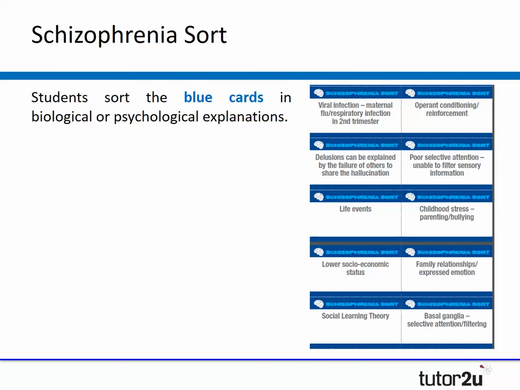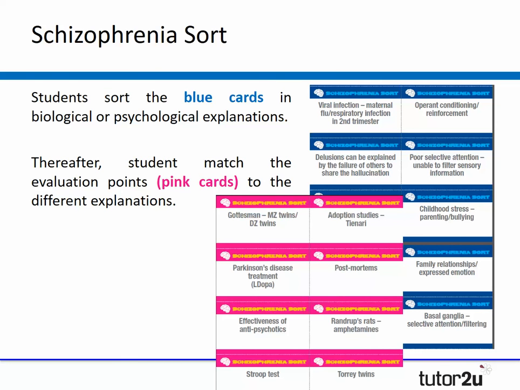The way it works is I've given you loads of blue and pink cards, and the idea is that the students sort the blue cards into what is either a biological or a psychological explanation. After that, they then match their pink cards, which are evaluation points, and there's a lot of them, to the different explanations. Okay, so if they've mentioned genetics, they might bring in the Gottesman twin study as the evaluation pink card that supports that. They can then start to move the cards around and actually construct essays for different questions.